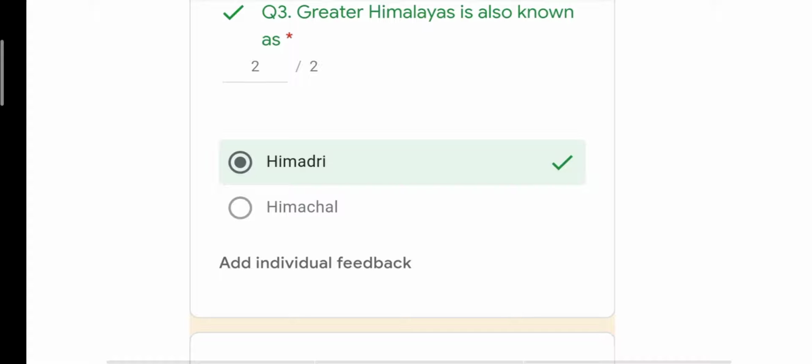Himachal is the wrong answer because Himachal is another name for Middle Himalayas, which lies in between. As the term suggests, middle means it is lying between Greater and Lower Himalayas. So the Greater Himalayas is also known as Himadri and not Himachal. Himachal is another name for Middle Himalayas.